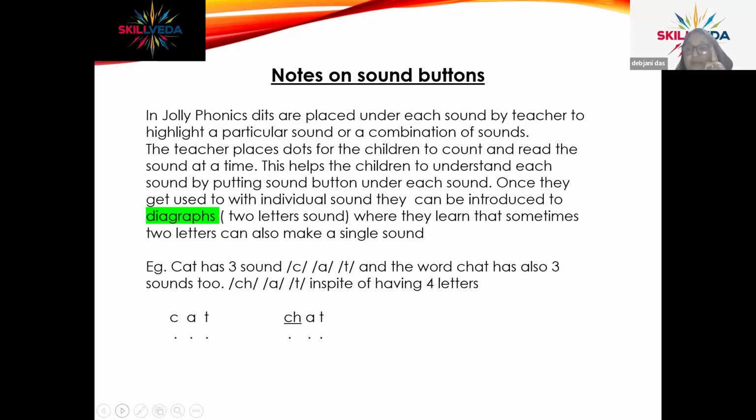right? Like ch. Ch has two letters, c and h, right? But can you hear both the sounds separately? No. We are hearing a different sound when c and h come together. They are giving rise to one different sound, that is ch. This is a digraph. So when digraphs come, we will be teaching them to put an underline and then a dot. I'll show you.